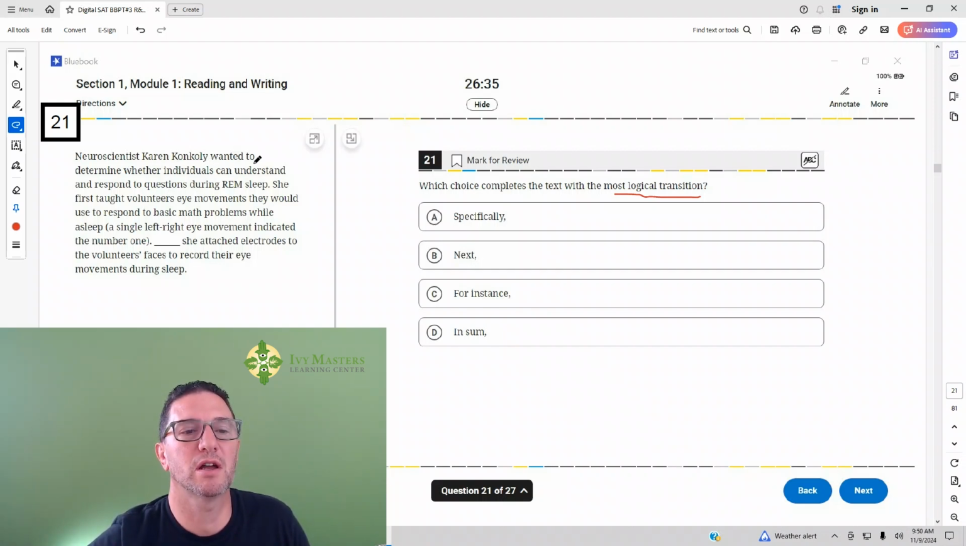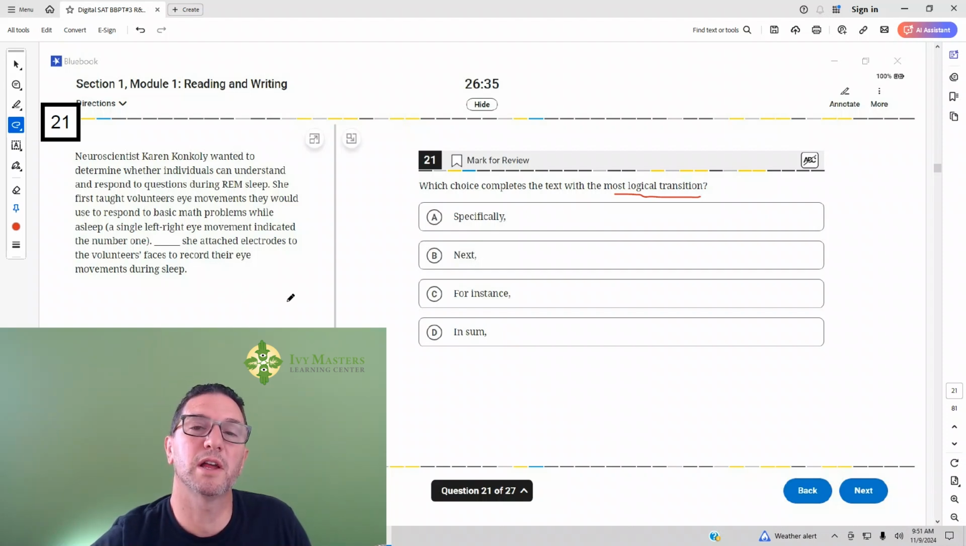Neuroscientist Karen Konkoly wanted to determine whether individuals can understand and respond to questions during REM sleep. She first taught volunteers basic eye movements they would use to respond to basic math problems while asleep. Single left-right eye movement indicated the number 1. Blank, she attached electrodes to the volunteer's face to record their eye movements during sleep.